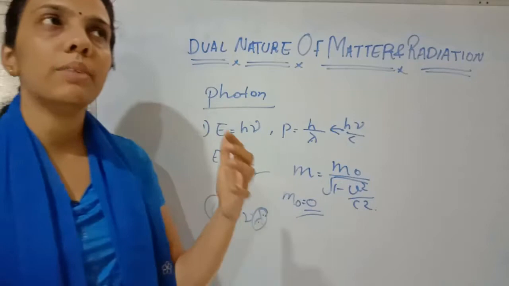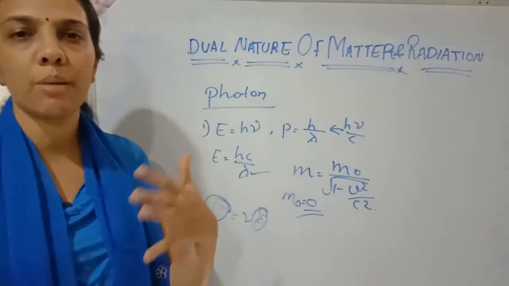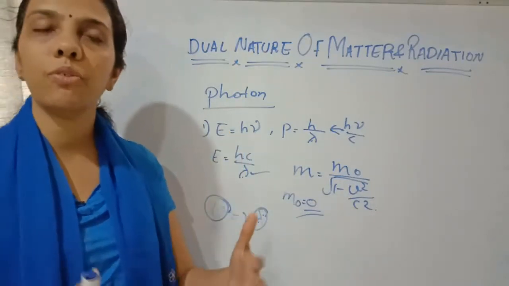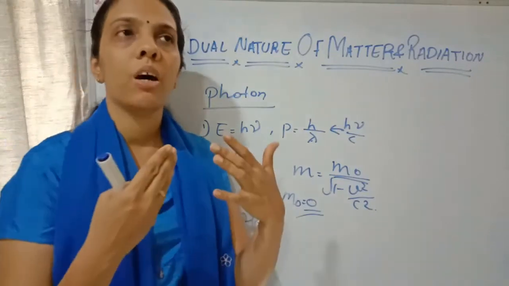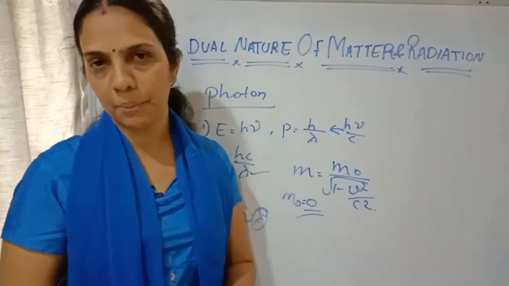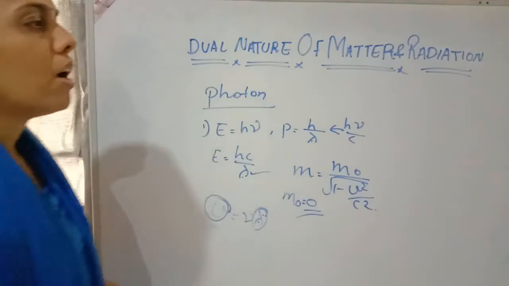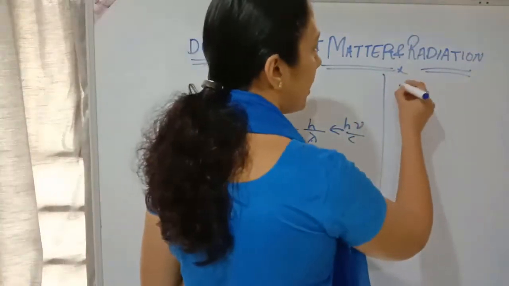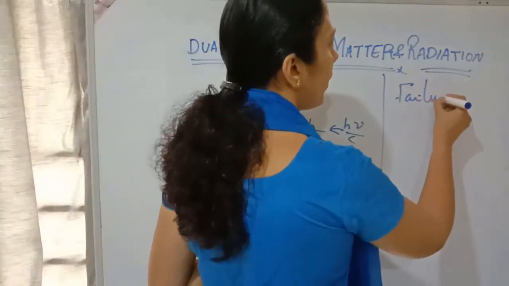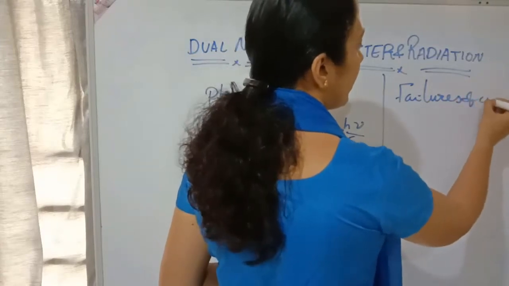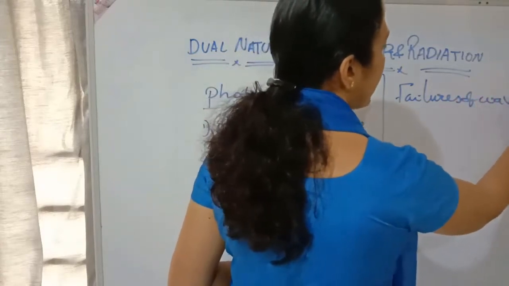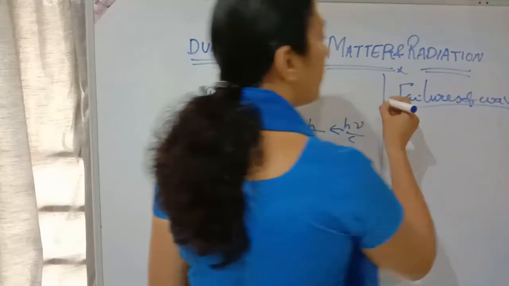When we consider the wave nature and particle nature, what are the failures of wave theory in photoelectric emission? Next we are going to consider the failures of wave theory in photoelectric emission. So how can we see this?